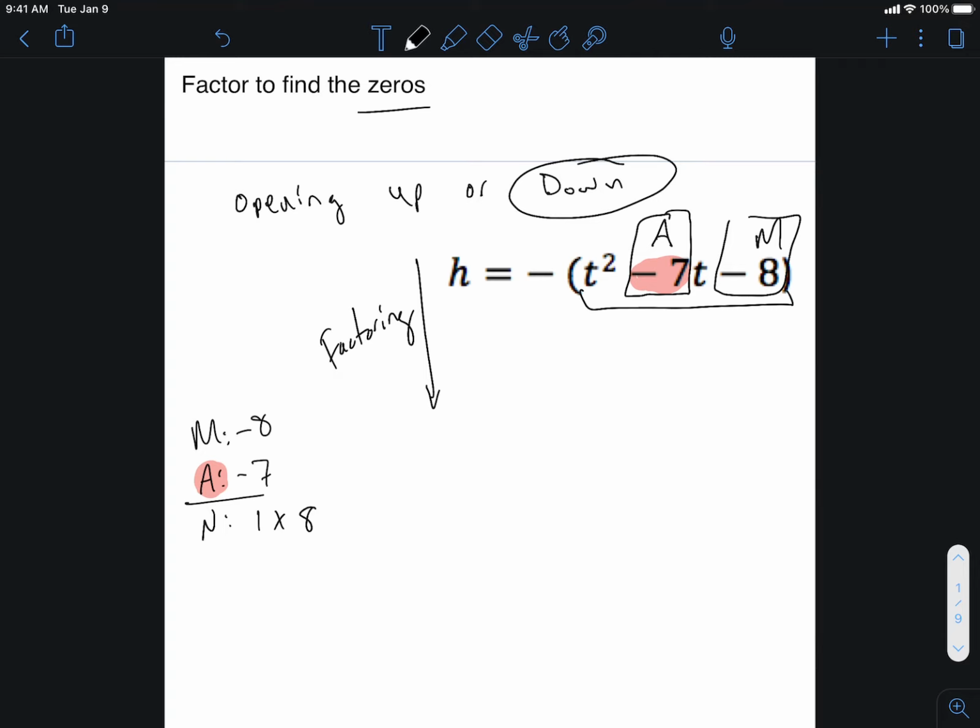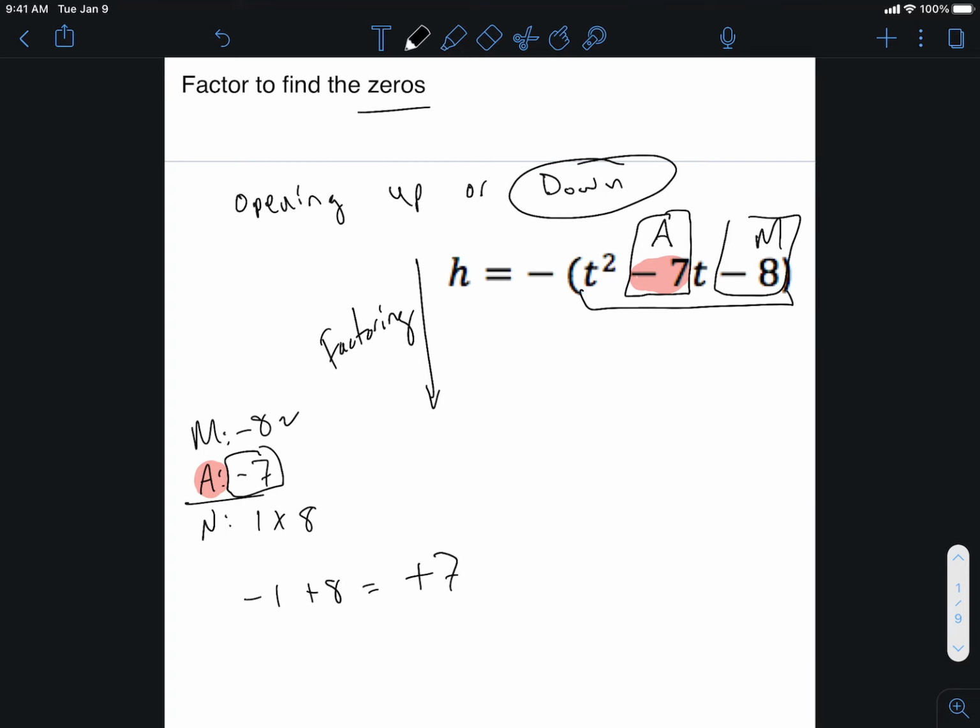Well, if I make the 1 negative, that now multiplies to -8, so we're good. But we still have to check the second condition of, do these 2 numbers, -1 and 8, add to -7? So let's check it. -1 plus 8 equals +7. Okay, so that doesn't work. So let's go back to the drawing board here for a sec.